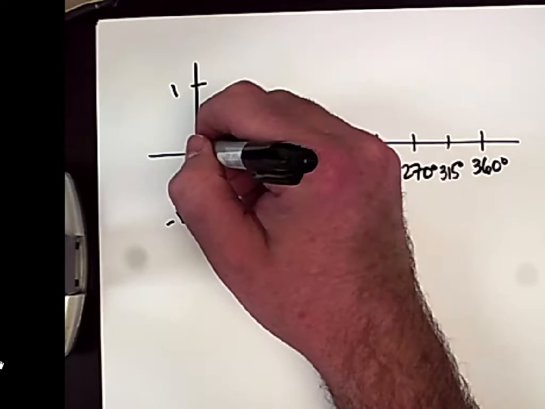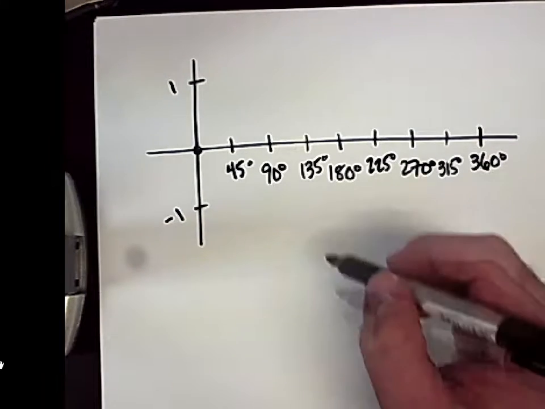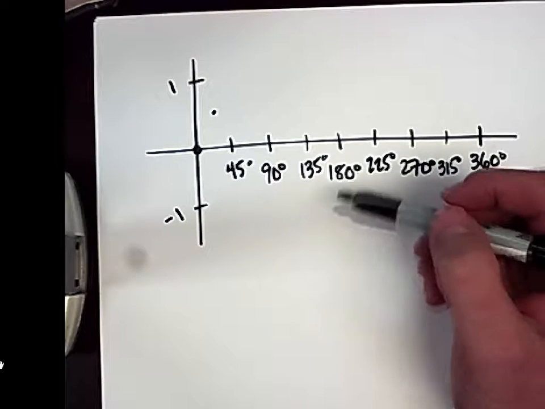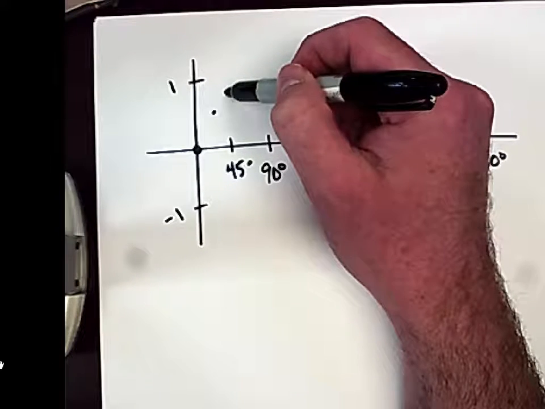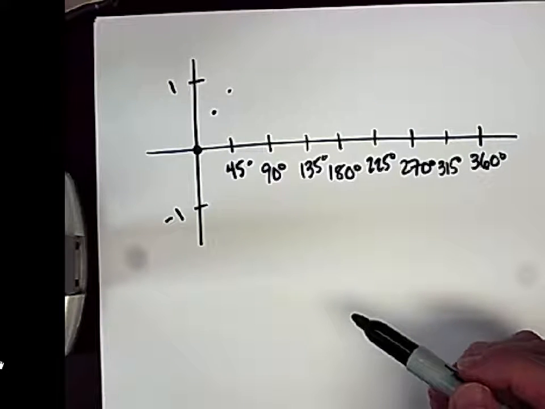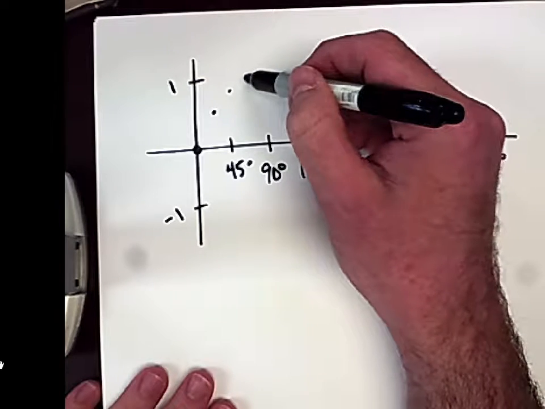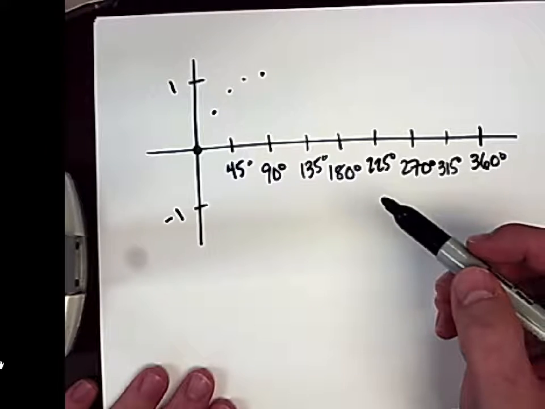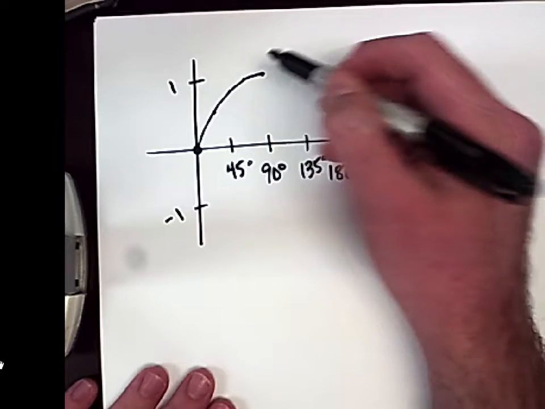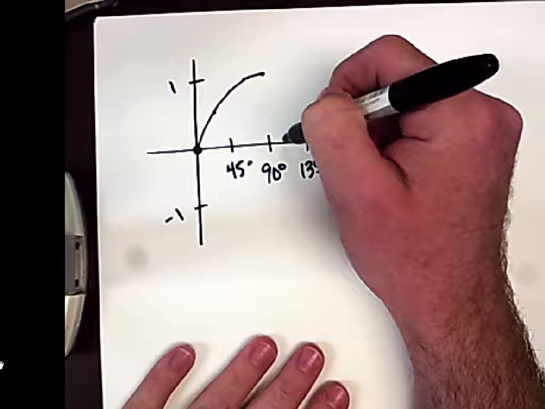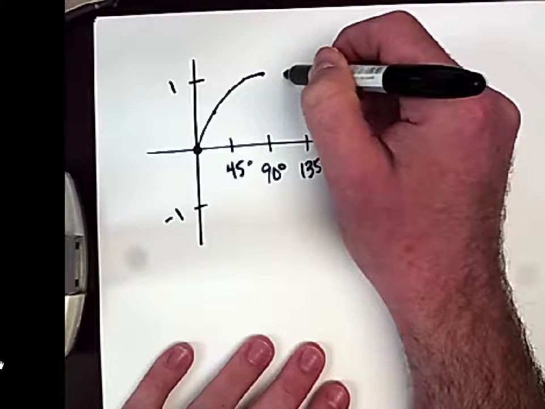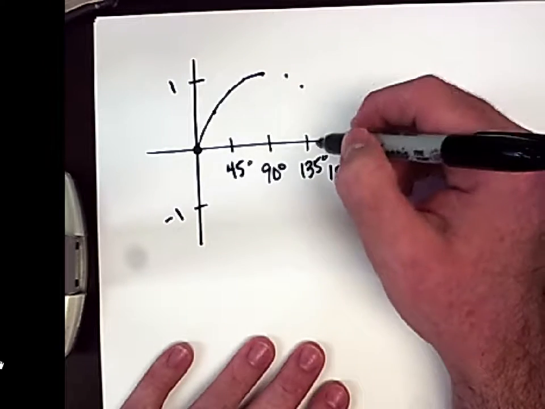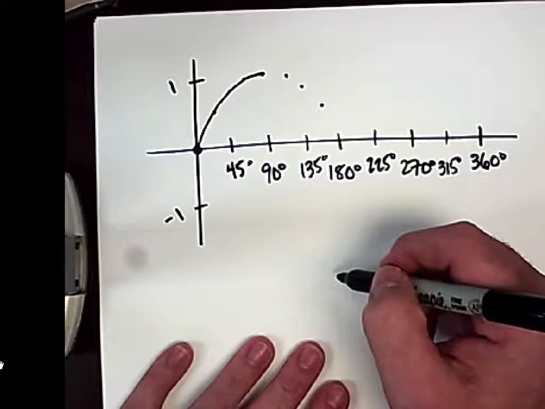Okay, so the first point we're going to graph is 0, 0. Then we've got 30, which is like right here, 1/2. So like right there, right? Then we've got 45, 0.7. So like right there. Then we've got 60 is 0.9. And 90 is 1. Okay, so you see a pattern? Then we've got 120 is 0.9. 135 is 0.7. 150 is 1/2, and 180 is 0.